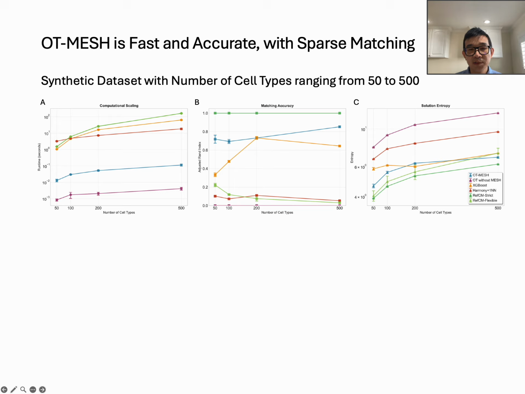In contrast, OT-Mesh achieves near perfect performance. The only method that slightly outperforms it is RefCM strict. However, this method was essentially given a cheat sheet. Its hyperparameters were configured to enforce one-to-one mapping that we knew was in the ground truth. When you remove that constraint, as in RefCM flexible, its accuracy drops dramatically. OT-Mesh achieves its high performance without such limits, making it far more practical for real-world discovery, where the ground truth is unknown. More critically, it produces highly sparse and interpretable solutions, indicated by its low solution entropy in panel C.